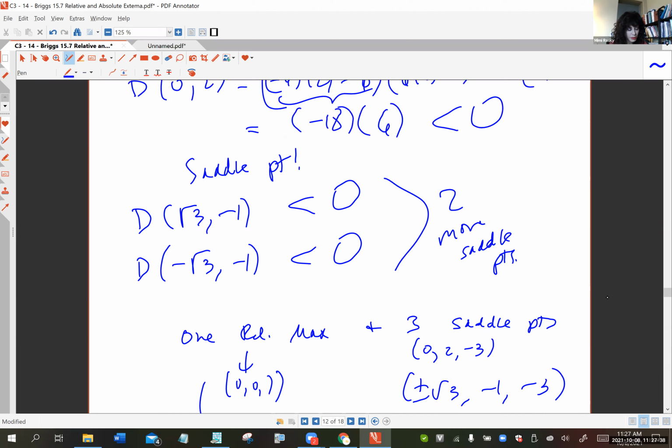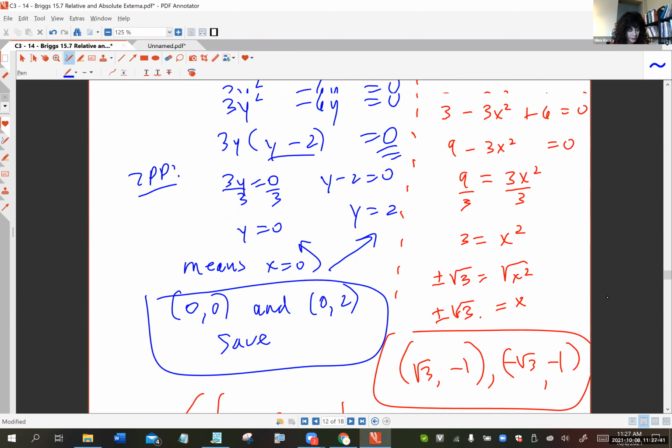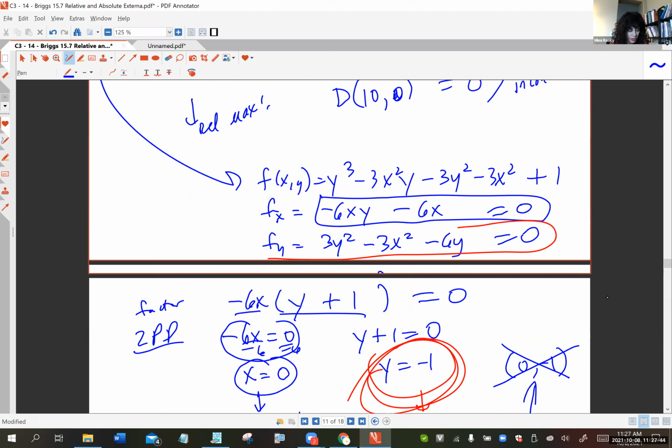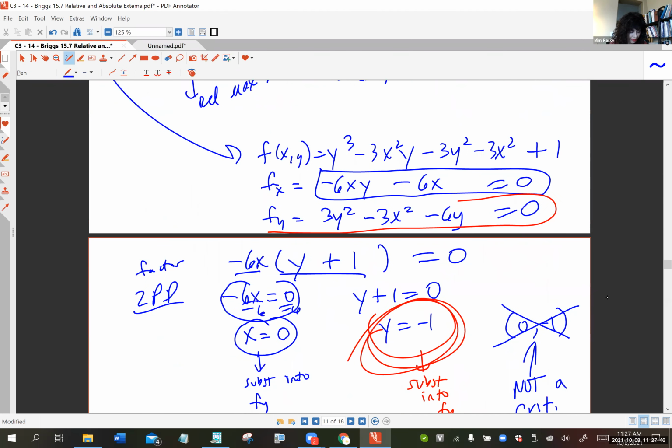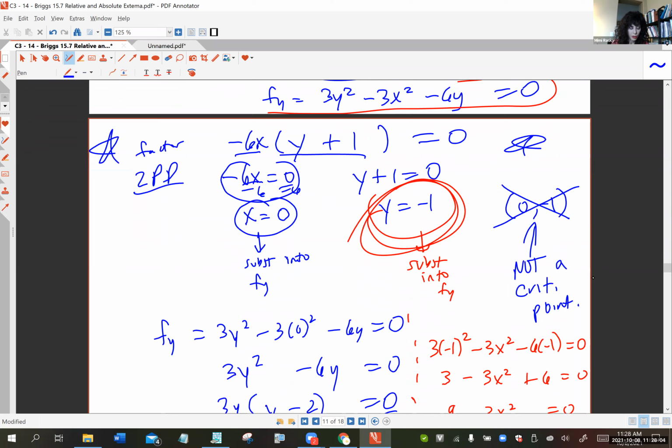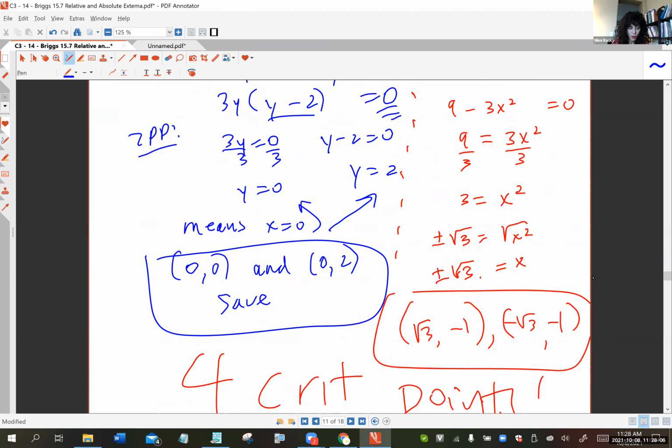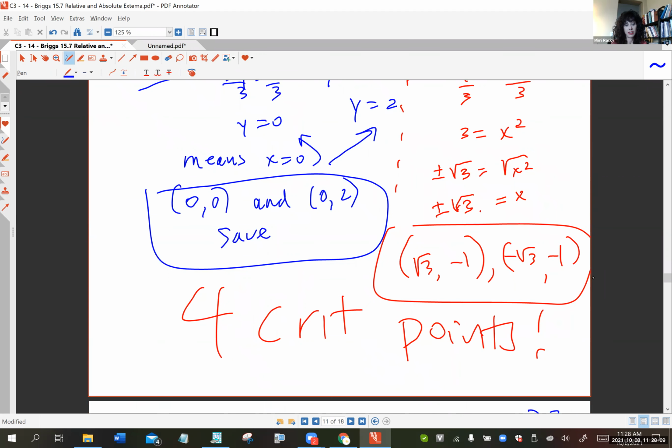That's a pretty crazy problem. So let's recap. Why was this a little bit weird? Because when you were getting your fx and applying the ZPP right here, you got an x and a y, but it was not correct to put those two together and call it a critical point. You had to individually take one and then the other and substitute into the other partial to get the critical points. And it turned out there were 4 critical points in all. That's nuts, right? And then you had to do the D test 4 times, which is extreme nuts.